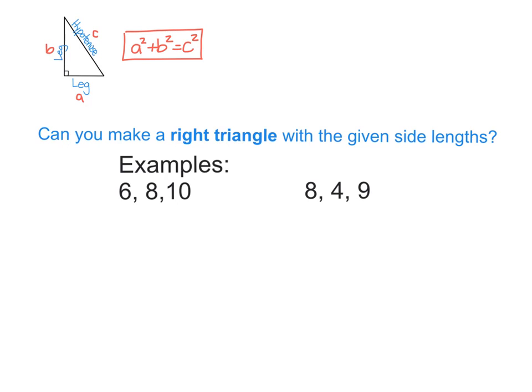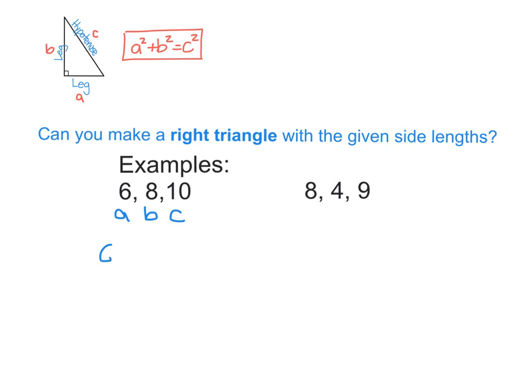Let's look at these two examples together. We want to know if A squared plus B squared equals C squared. So I'm going to label my 6 A and my 8 B and my 10 C. I did this because my 10 is my longest side. It didn't matter if I labeled 6 A or B and 8 A or B, because again, the two shorter sides, which are the legs, are interchangeable.